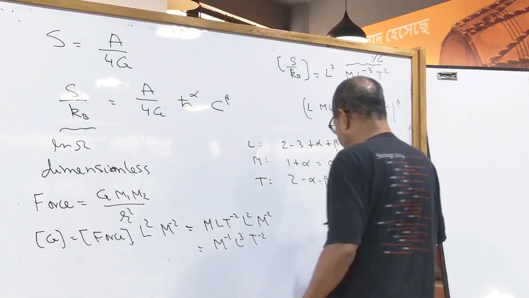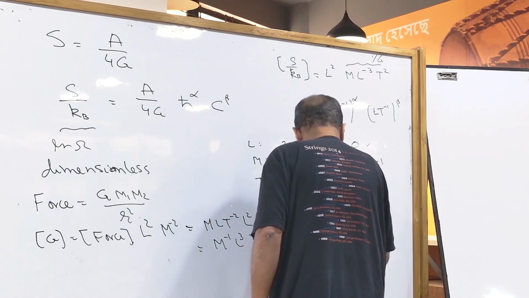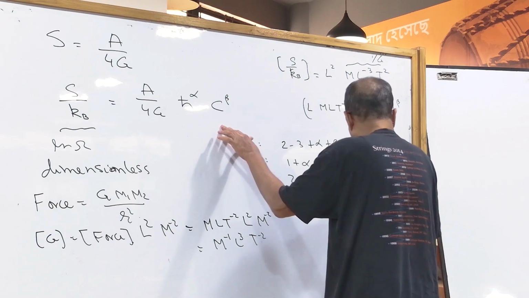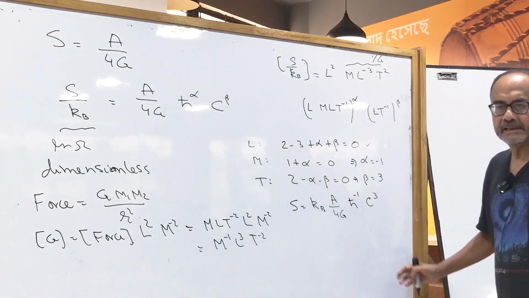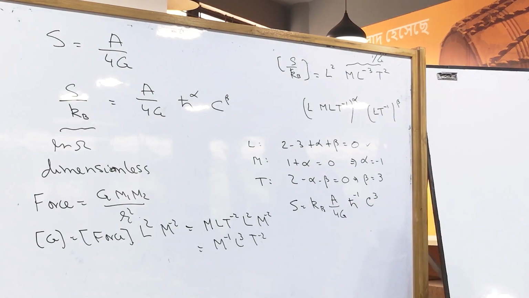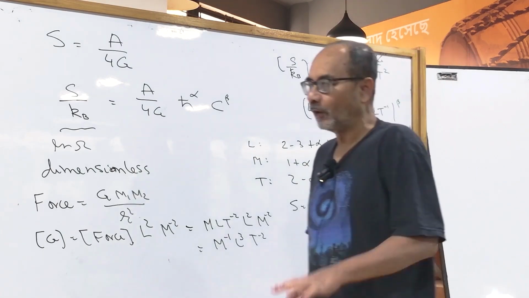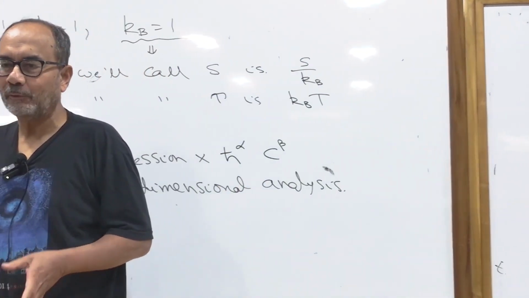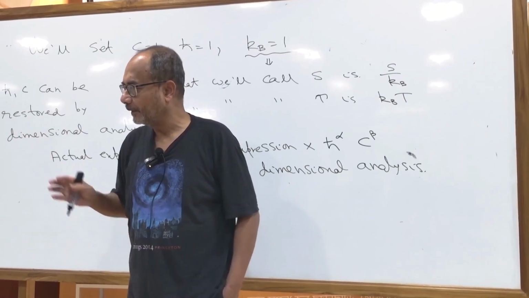So, the actual formula then is S equal to KB A over 4G, H bar to the alpha C to the beta, so H bar inverse C cube. This is exactly what you had found earlier. The formula that I wrote down is exactly this, but here you can just recover it from dimensional analysis. So, from now on, I am going to set H bar and C equal to 1. But just to satisfy all graduate students, you have to be able to figure out the correct power of H bar and C for every formula that I write down.